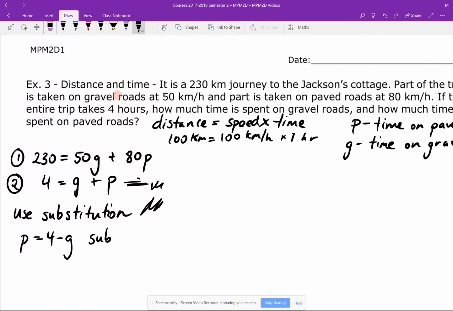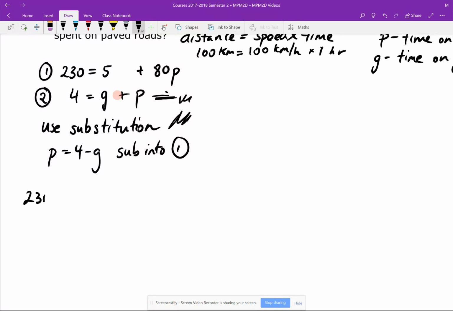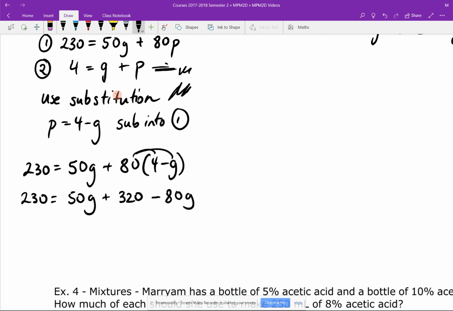When I substitute that into equation 1, I have 230 equals 50 times G plus 80 times P, and P can be replaced with 4 minus G. Now I have an equation with just G. I'm going to expand: 230 equals 50G plus 80 times 4, which is 320, minus 80G.